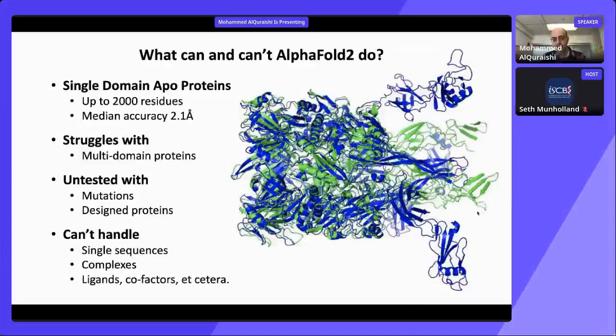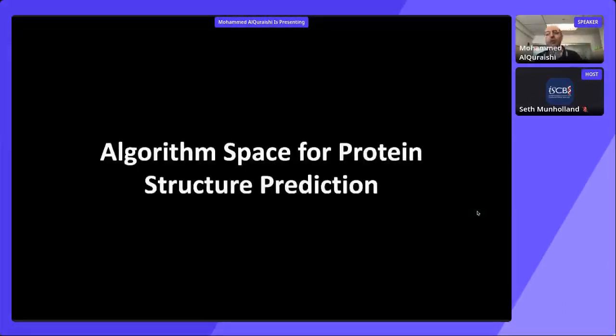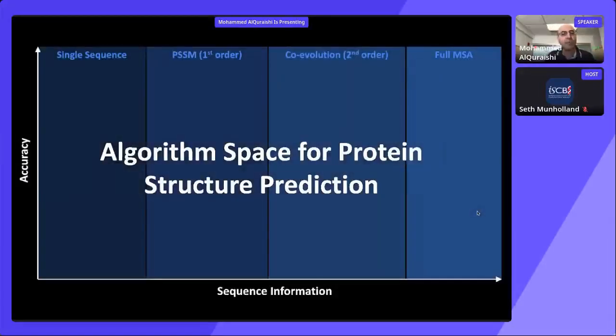But there do remain some blind spots that I think we would like to be able to tackle, and I'll talk about those in a moment. But before I do that, what I thought would be good to do is just step back for a moment and consider an algorithm space for protein structure prediction, and place AlphaFold2 and other schemes in this algorithm space before we begin to think about where we need to go next, and what the outstanding problems are that remain.